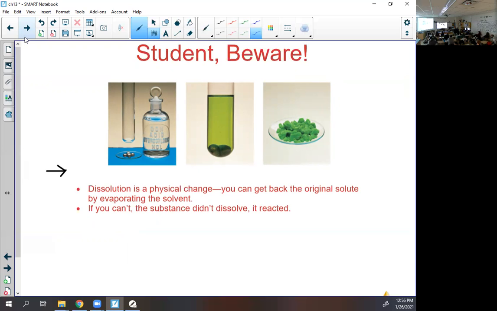Just that dissolving and reactions are different. That's the whole point there. Dissolution is a physical change. A reaction is not. So if you can't reverse the process, it didn't dissolve, it reacted. Like the difference between the Hot Hands and the boiling.